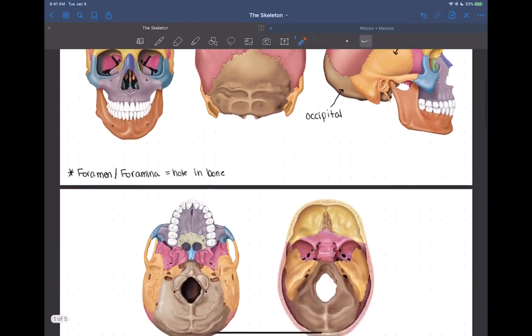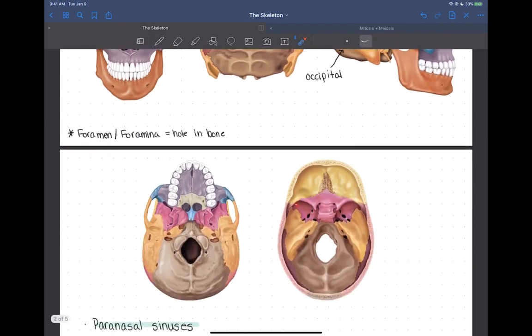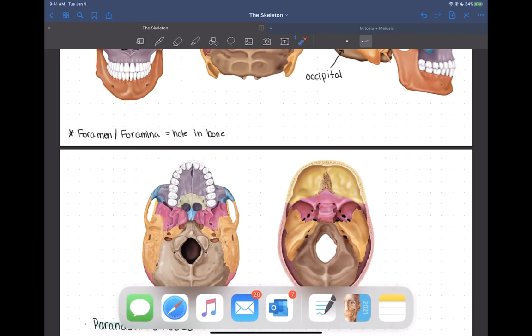Then if you look down the inside of the skull, you can see this entire structure here. This is all sphenoid bone. You can also see it from the bottom of the skull, which we're looking at here. This is all sphenoid bone. So let's look at the app and see where this is located.